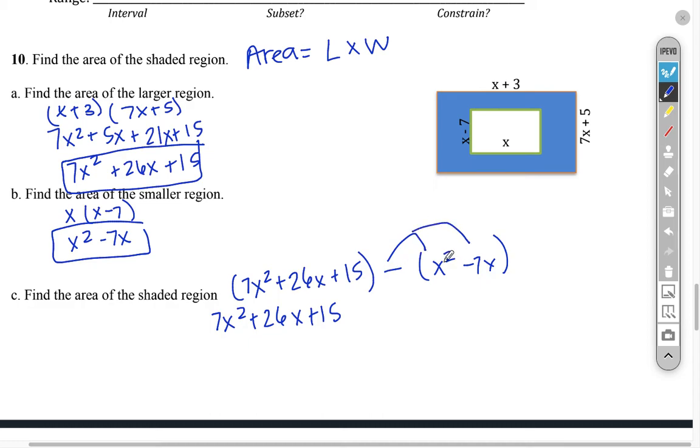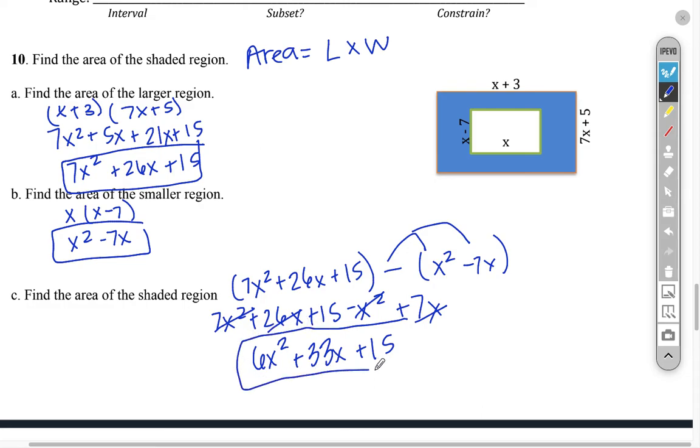And then we distribute this negative out. So negative times x squared is negative x squared. And negative times negative 7x becomes positive 7x. And now we combine our like terms. So we have 7x squared and negative x squared. That's going to give us 6x squared. We have 26x and 7x. That's going to give us 33x. And then we're left with positive 15. So this is the area of our shaded region.